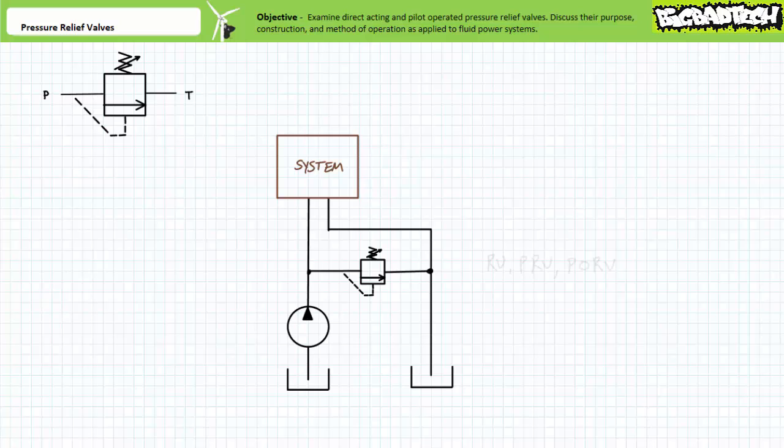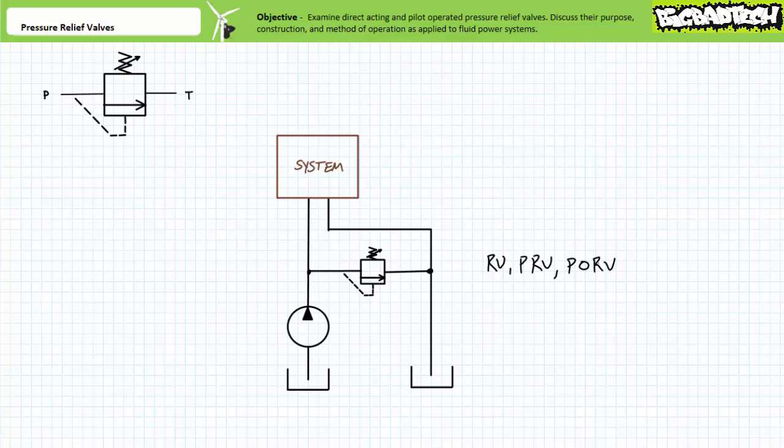stops fluid flow. Pressure relief valves are often referenced on a schematic using the shorthand RV, PRV, or if it needs to be explicitly stated that the relief valve is pilot operated, PORV.